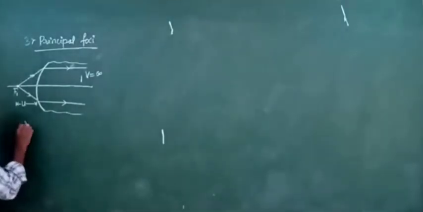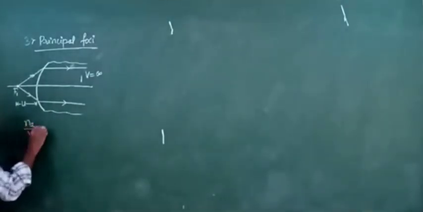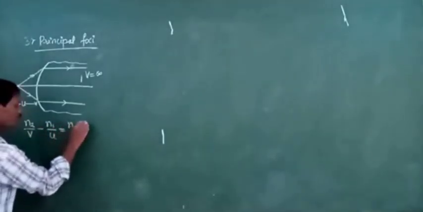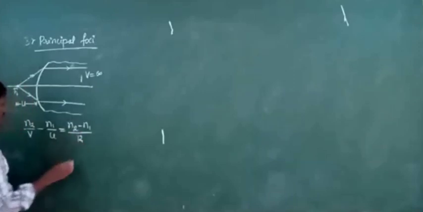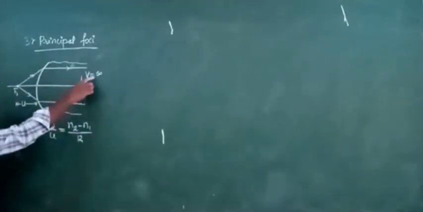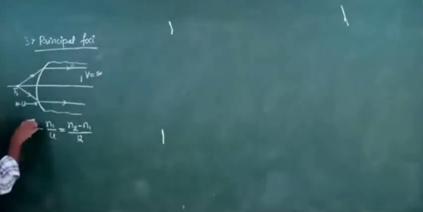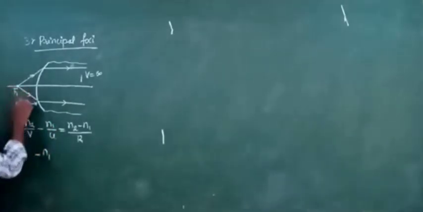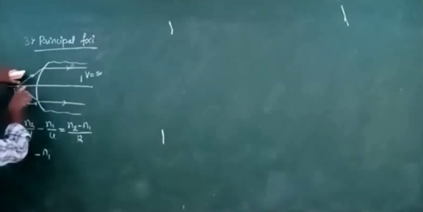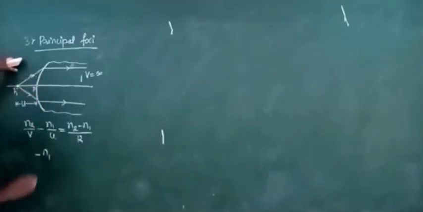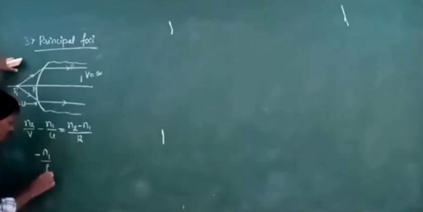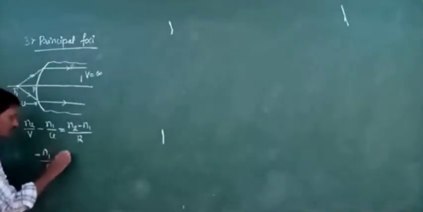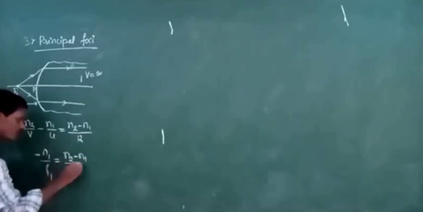What is the relation? n2 by v minus n1 by u is equal to (n2 minus n1) divided by r. For this diagram, what is v? V is infinity, so n2 by infinity is 0, minus n1 by u. What about u? U is nothing but the distance of the principal focus from the pole. It is called the focal length. I will take it as f1. So this u can be taken as f1, and that is equal to (n2 minus n1) divided by r.